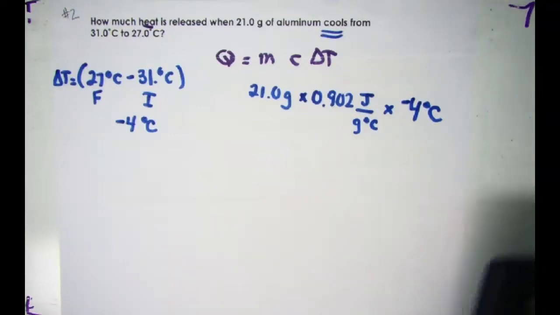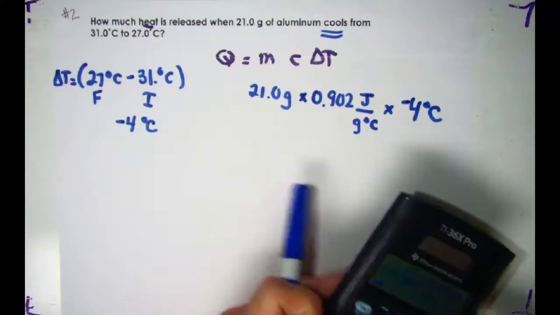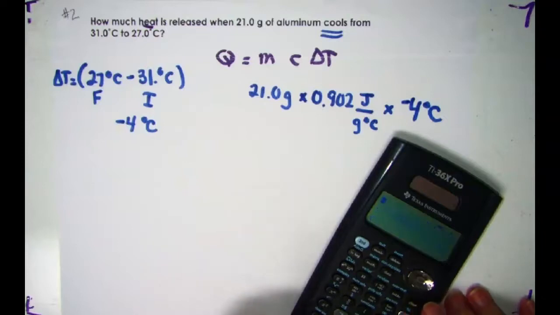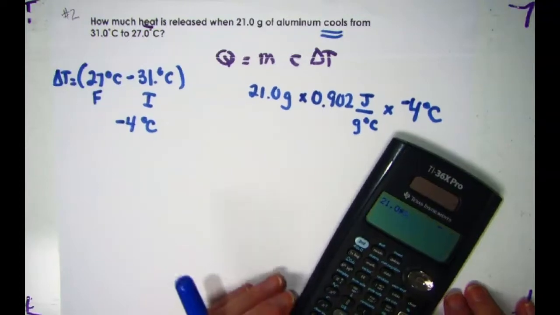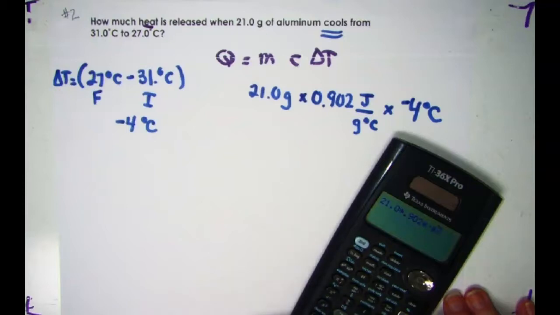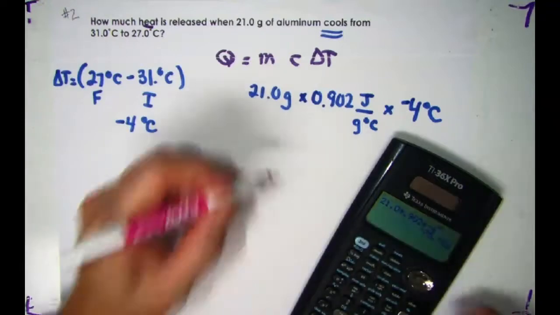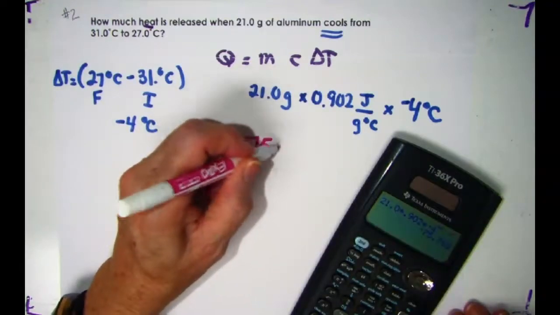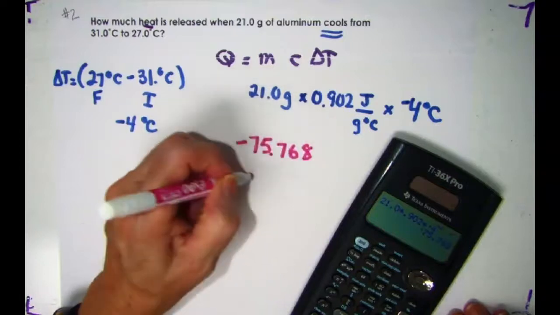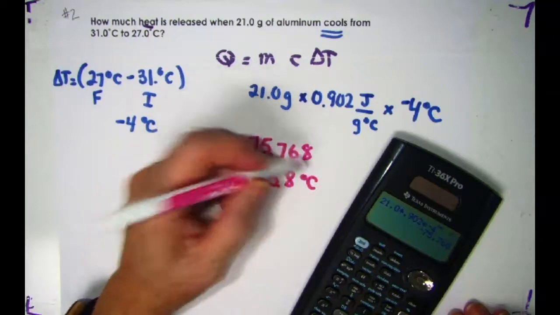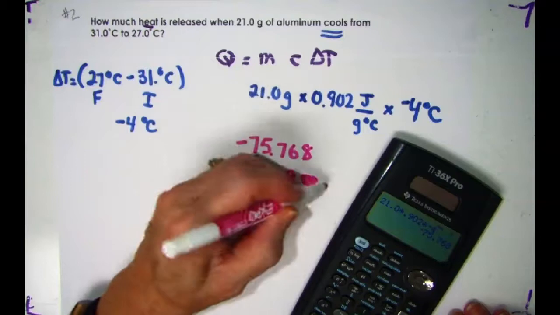All right, guys, so that's all there is to this one. If we're asking for heat, all you have to do is fill it in. Let's go ahead and run these numbers. I have 21.0 times 0.902 times -4. And my number is -75.768. We'll go ahead and round that to -75.8. Excuse me, that should not have been degrees Celsius. It's supposed to be joules.